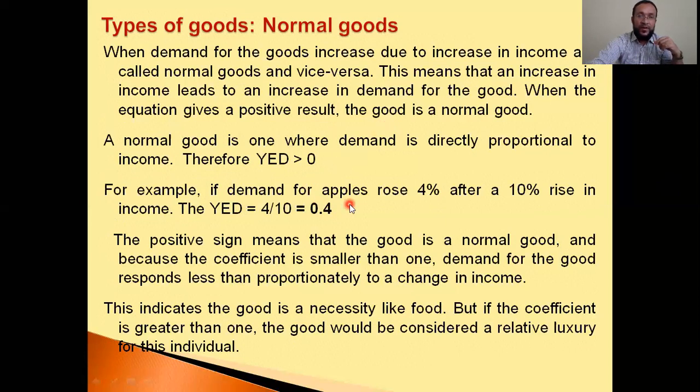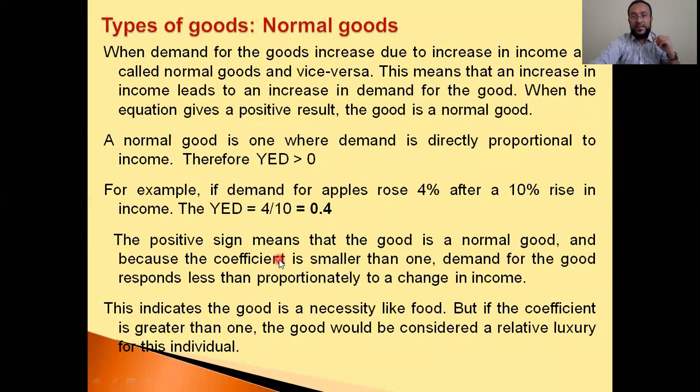For example, if demand for apples rose by 4% after a 10% rise in income, then YED equals 4 divided by 10 equals 0.4. So here 0.4 is a positive value, a positive figure, right? Here there is no sign, meaning a positive sign. So it is a positive value. So the good is normal here. So apple is a normal good here.